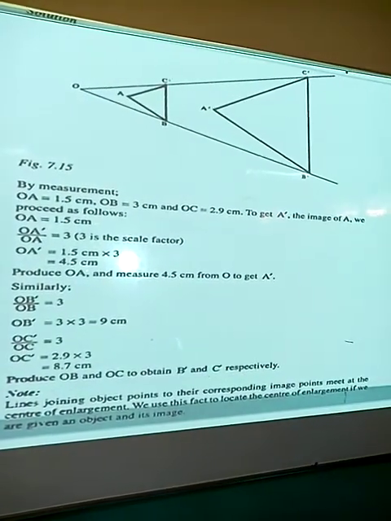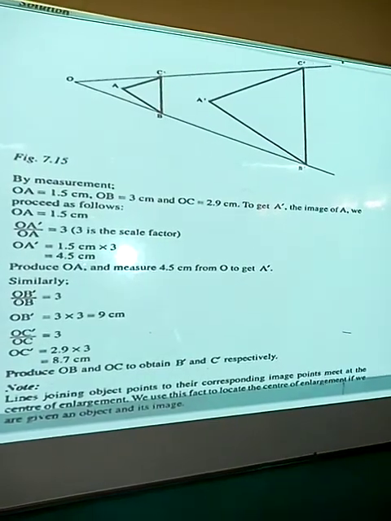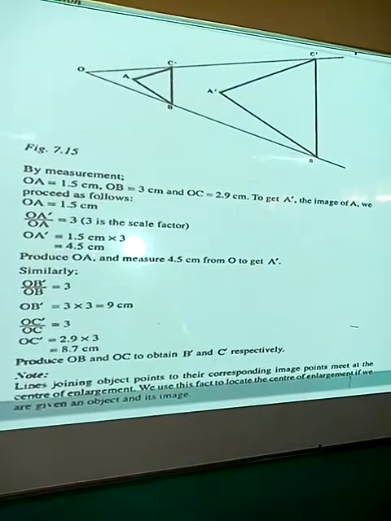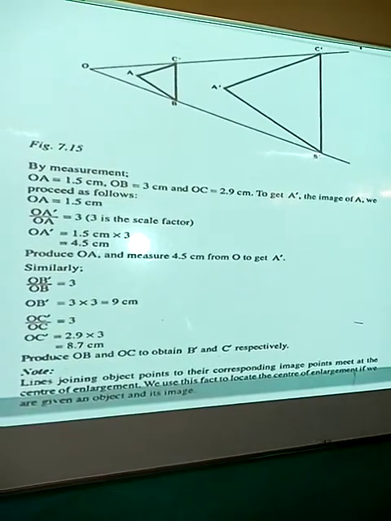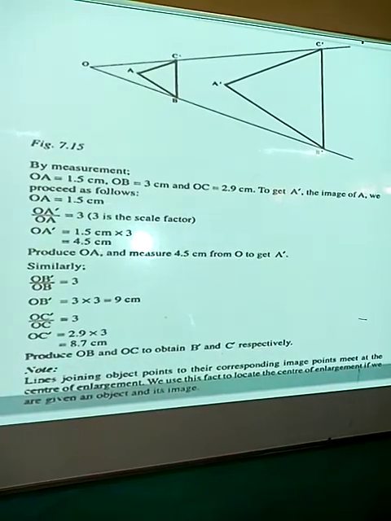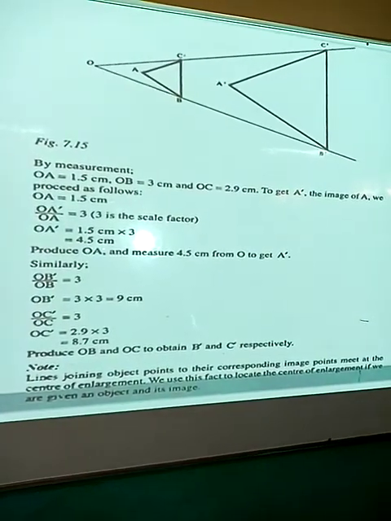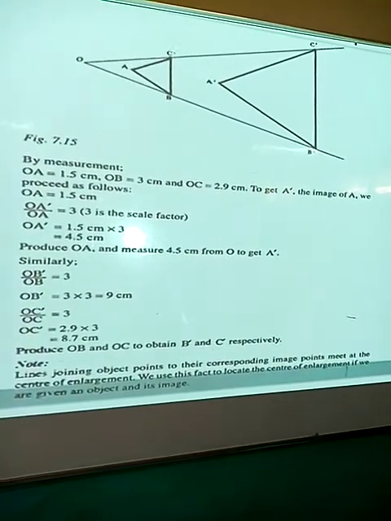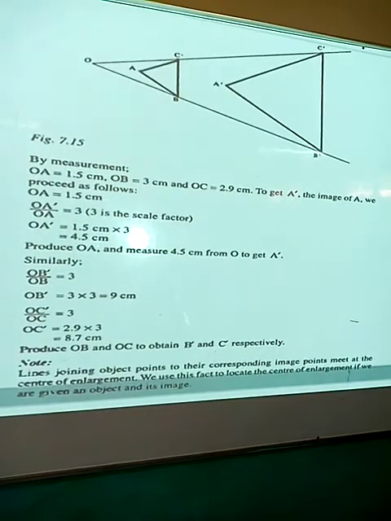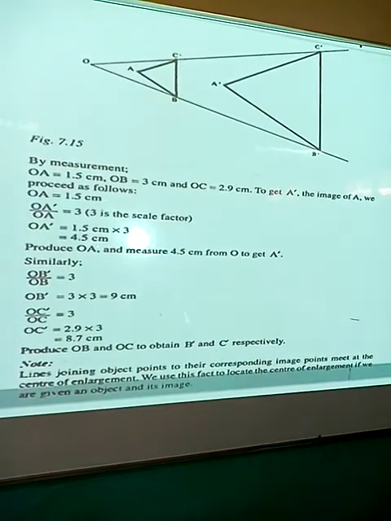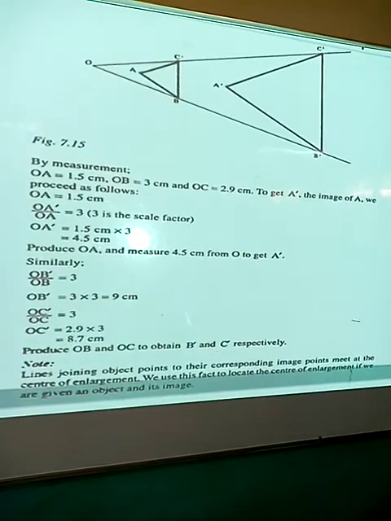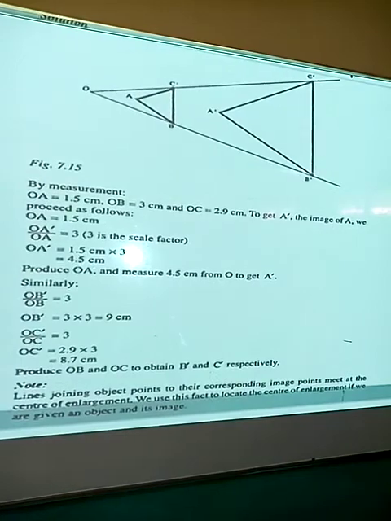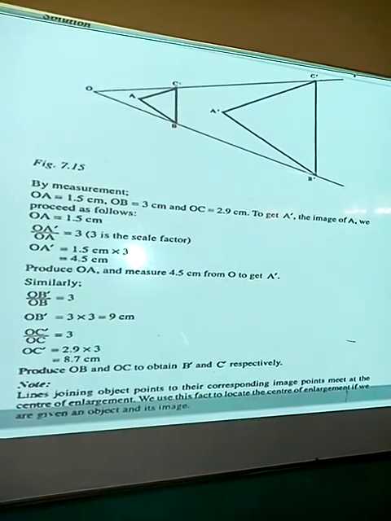OC prime over OC is equal to 3. Of course, 3 here is the scale factor. And remember, the scale factor is the same throughout, because we said that when two figures are enlarged, they are similar figures. And in similar figures, the ratio of corresponding sides is constant. Now when we produce OC, we were given that OC is equal to 2.9 centimeters. So 2.9 times 3 is going to give us 8.7 centimeters.